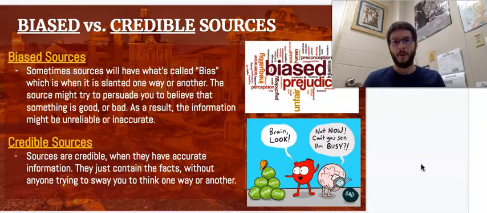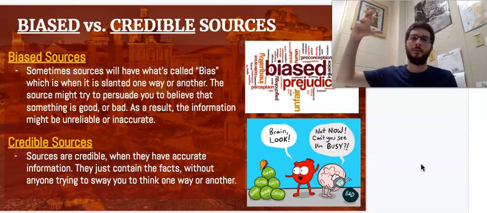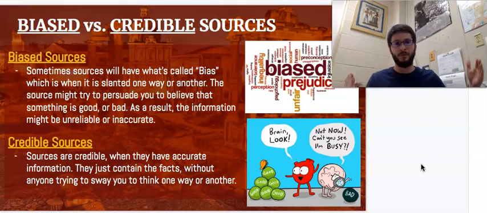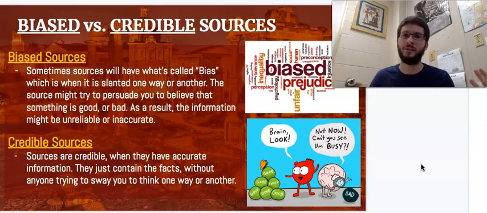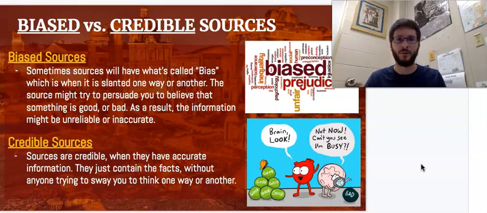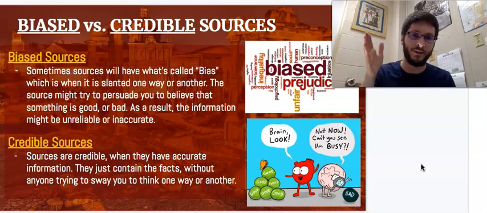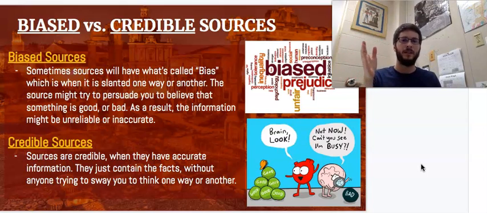In the past, people have tried to say dropping the atomic bombs on Japan back during World War II was the right thing to do. And then there are other people who say, no, that was horrible. Tens of thousands of people were killed in that. There could have been a better way to end the war, et cetera, et cetera. Those are bias, right?